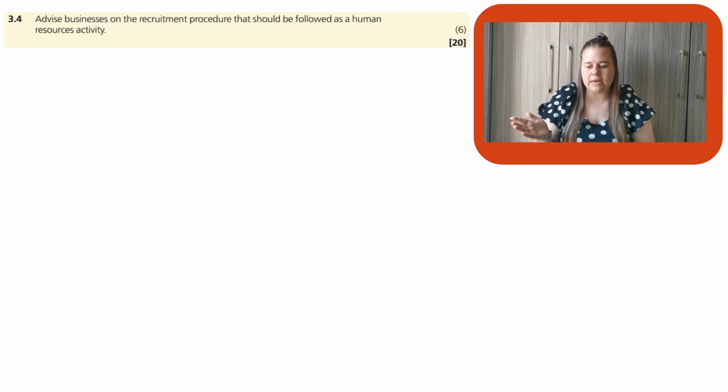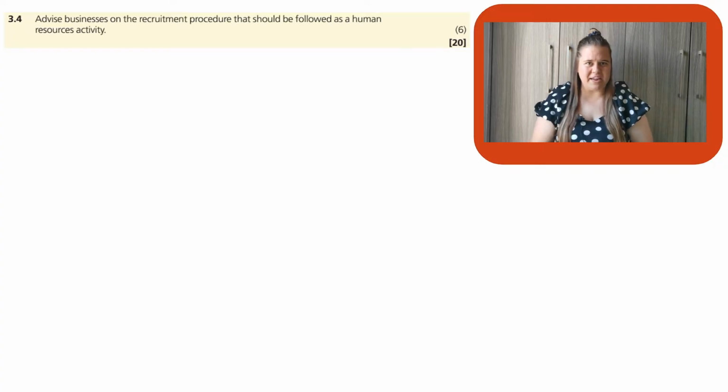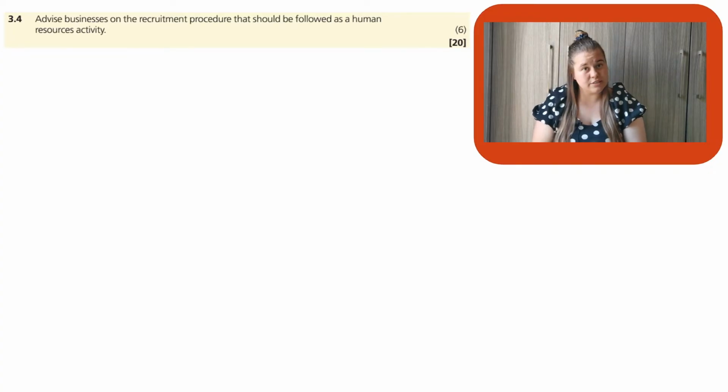It could be there. What procedure should businesses follow as resource activity? Something like that. Something in the lines of that. But again, be very careful for that word advise, suggest, and recommend. Here we have 6 marks.